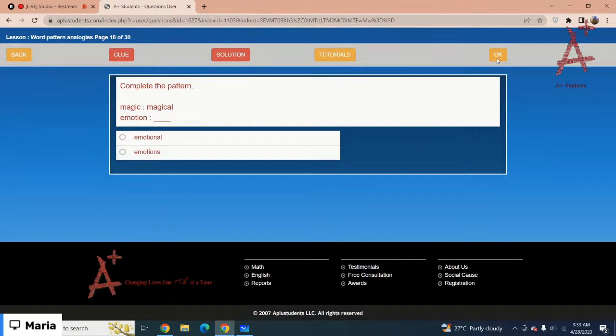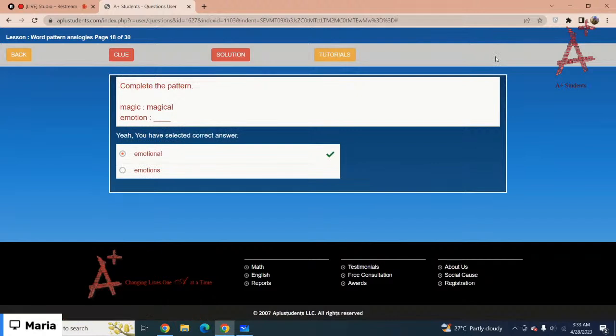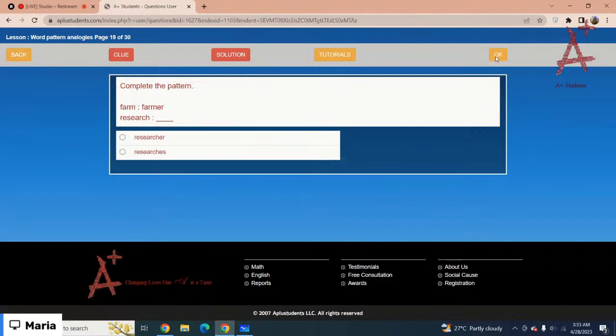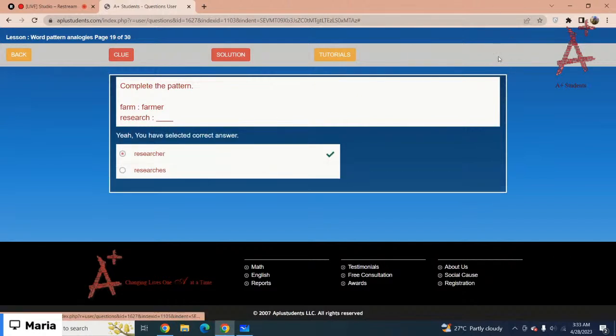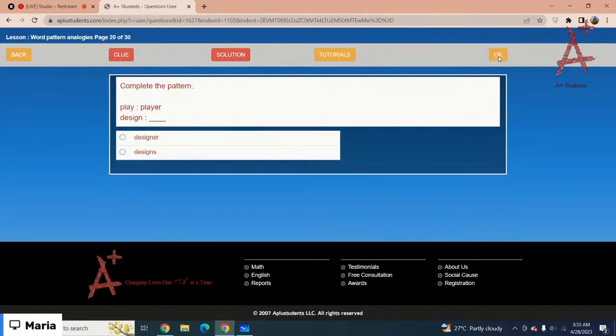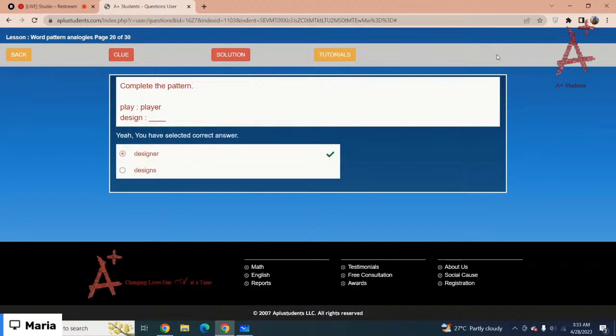Magic, magical, emotion. Yes, that is emotion. Emotional. Farm, farmer, research. Researcher, that is option number one. Play, player, design. That is design, designer. You can see the spelling from the page I opened.